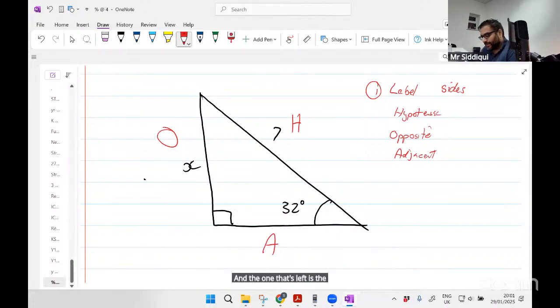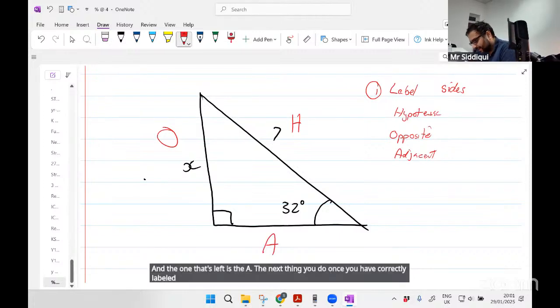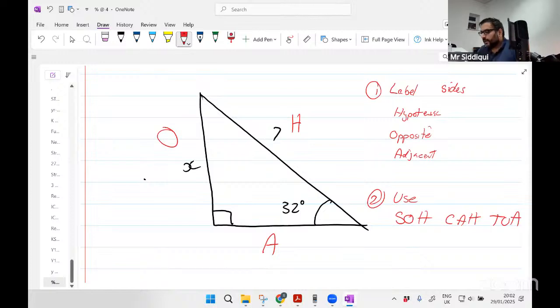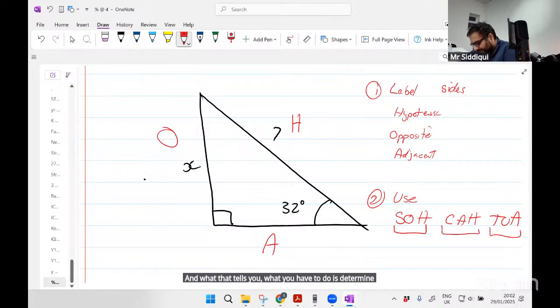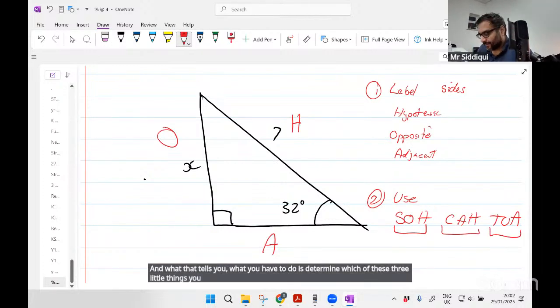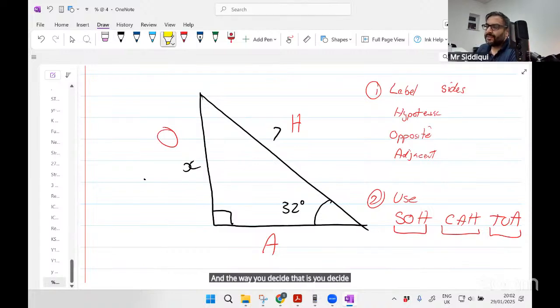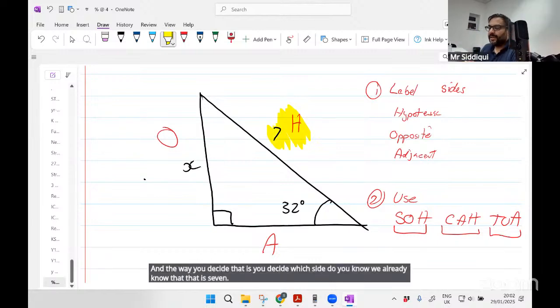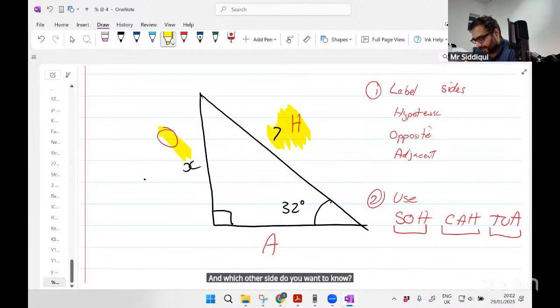The next thing you do, once you have correctly labeled your sides, is use the magical SOHCAHTOA. What you have to do is determine which of these three little things you're going to use in the question. And the way you decide that is you decide which side do you know? We already know that that is 7. And which other side do you want to know? This side here, where the x is, which means that we're only going to use the one that has the O and the H in it, which is here.